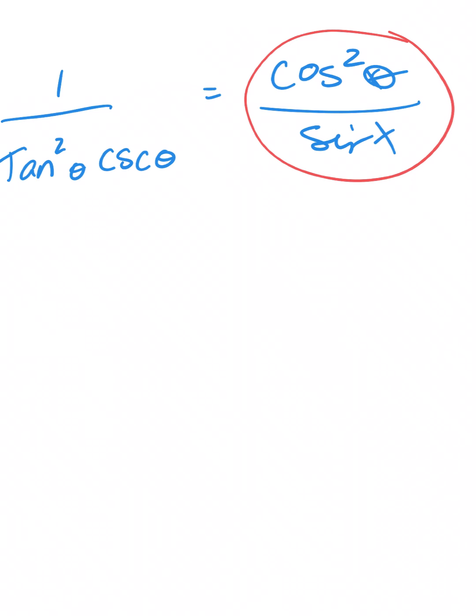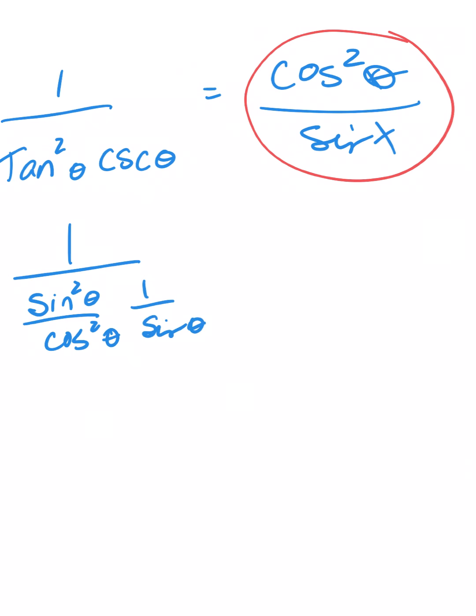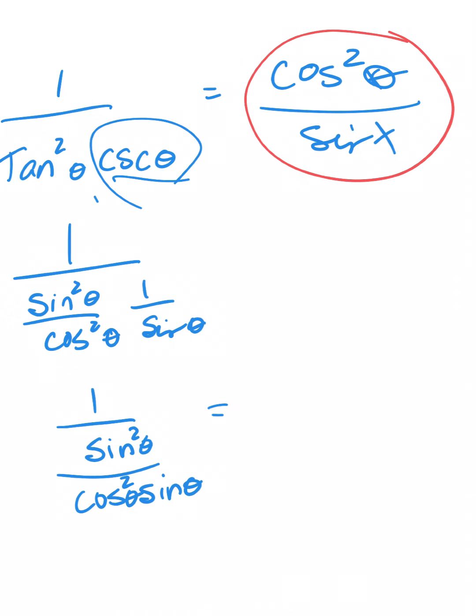So I've got 1 over tangent squared. So tangent squared is sine squared over cosine squared. And the cosecant is 1 over sine. I see that there's a sine. This is equal to 1 over sine squared upstairs and cosine squared times sine downstairs. I just combine them into 1. So I see that there's 2 sines up here and 1 here. This is going to bite the dust with that 1 up there.